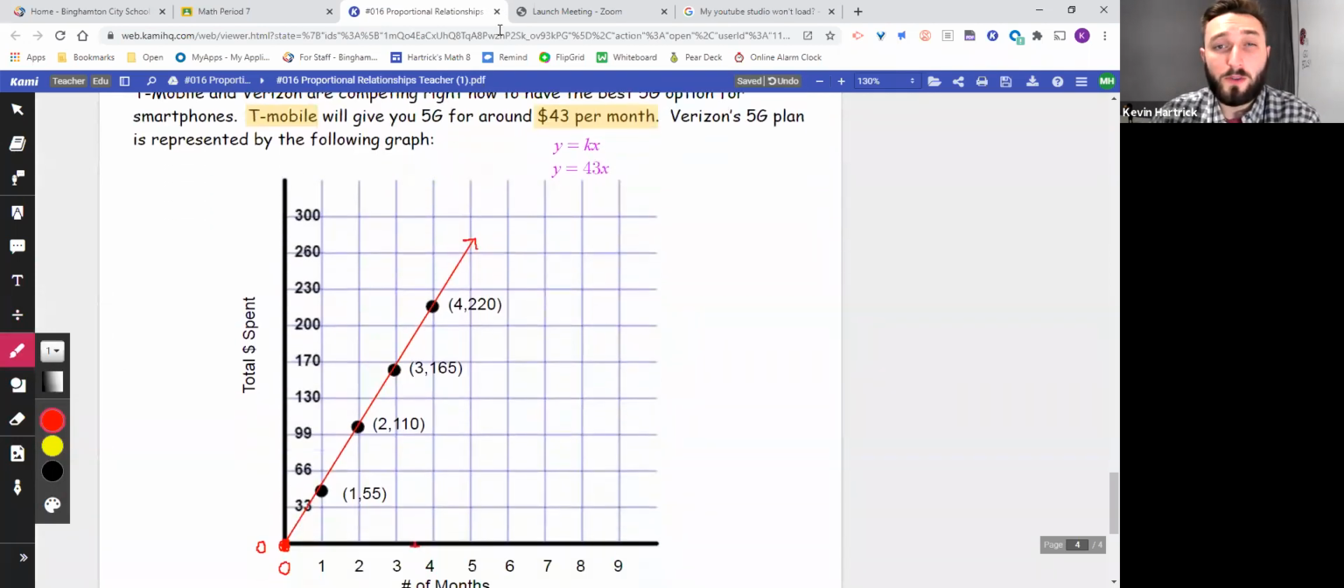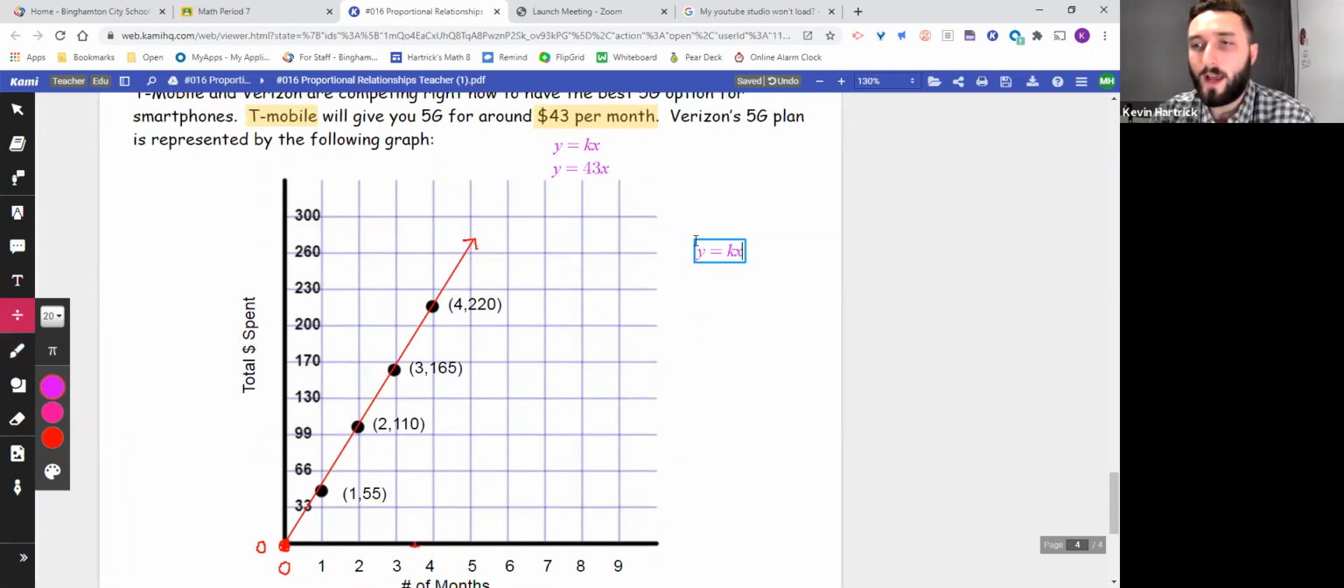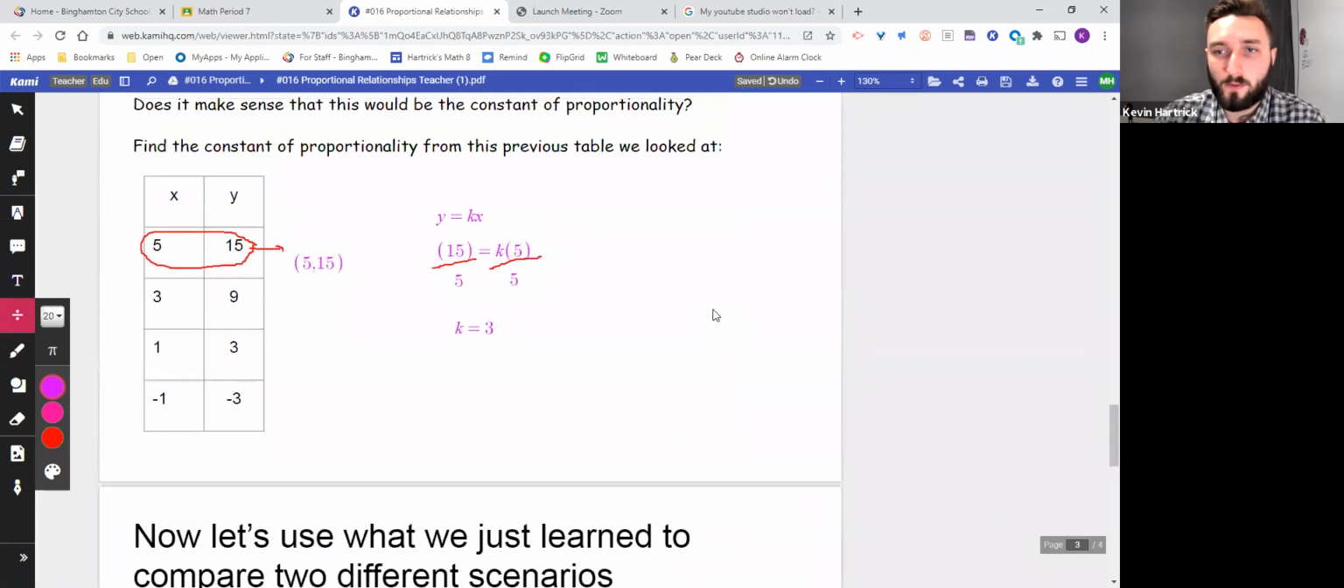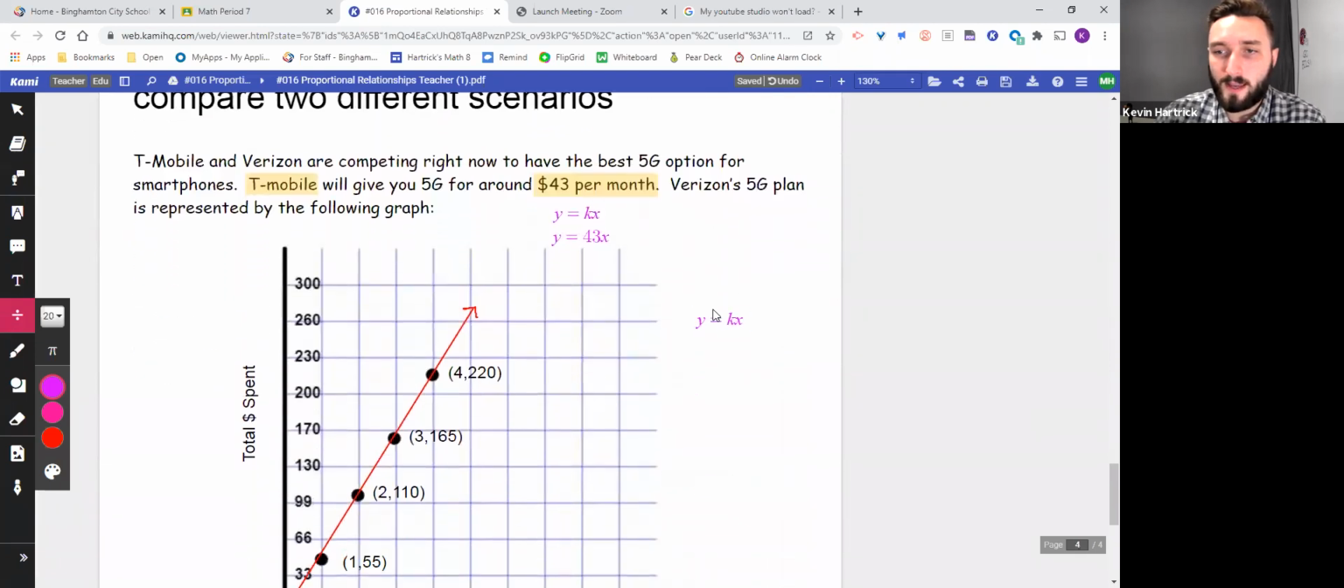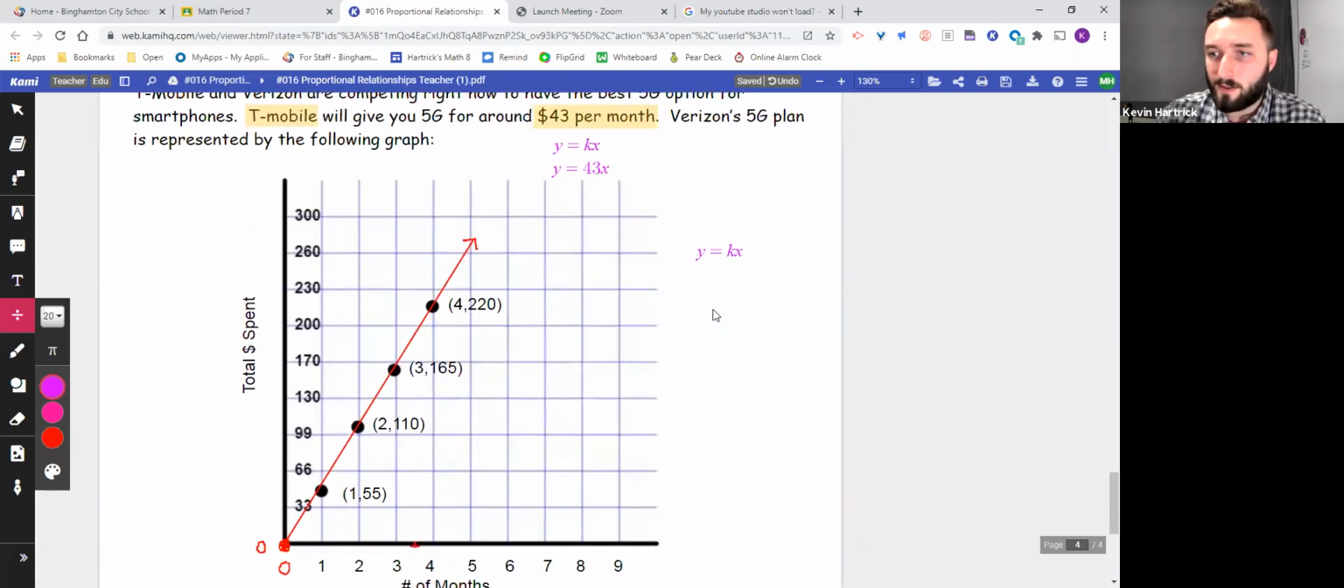So those two things tell us it's a proportional relationship, which lets us know that it is of the equation y equals kx. Because remember, the equation y equals kx is for any proportional relationship. Now we just have to find the k. In order to find the k, I'm just going to take one of these points and plug in those values. Just like we did on the previous one, we took a point, we plugged in the values, and we solved for k.